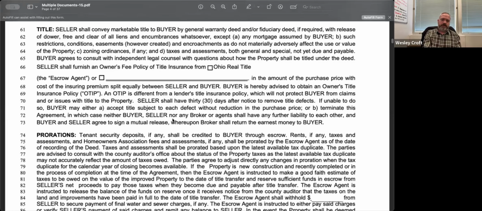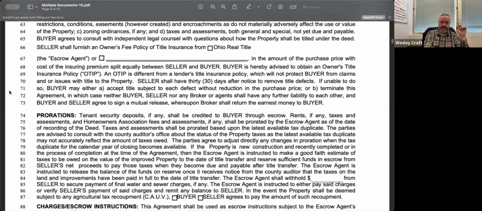Okay, lines 61 to 73. So this is a big one. And the way that I explain this to my buyers, it's the same way that I'll explain it to you. This gives instructions to the title company for what they need to do. Actually, this is line 61 all the way to 87.